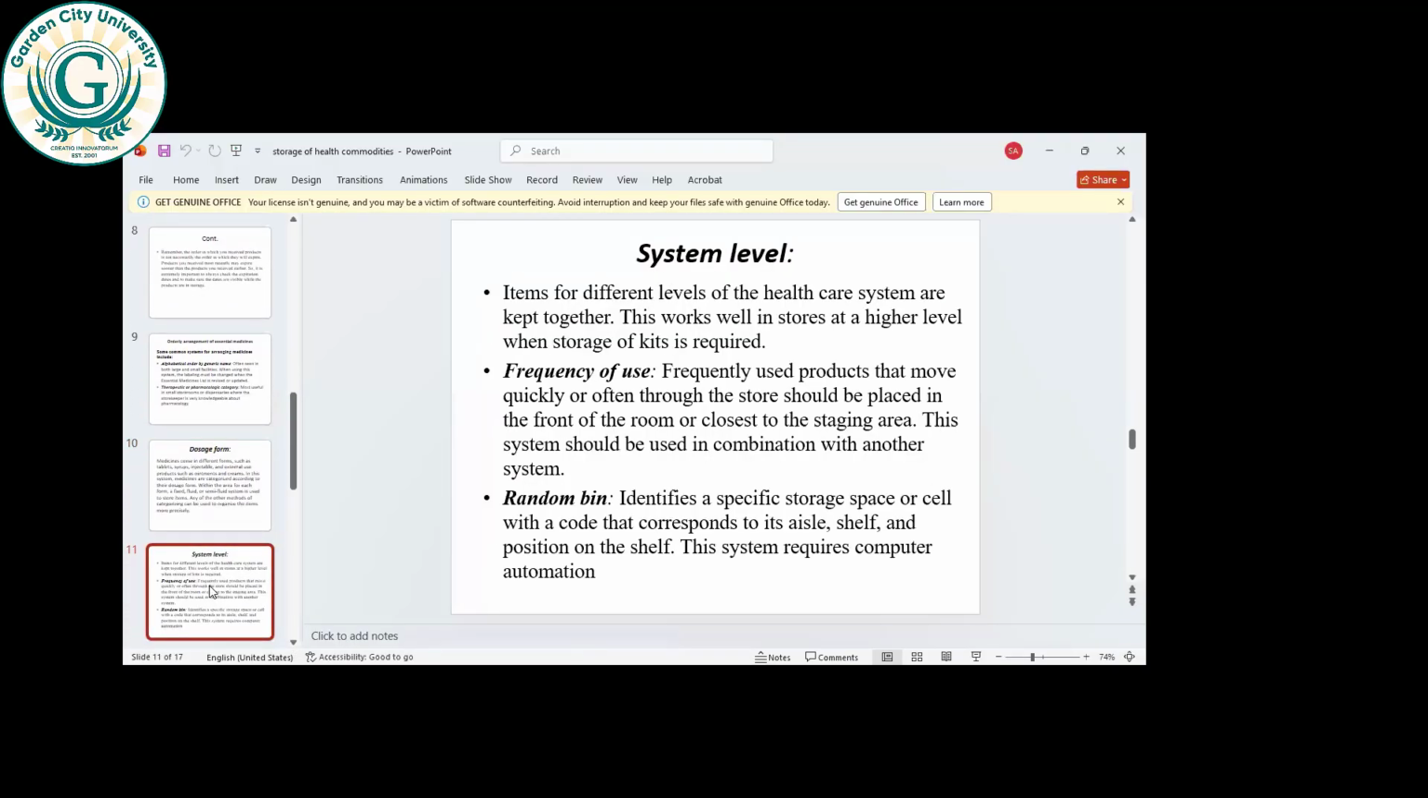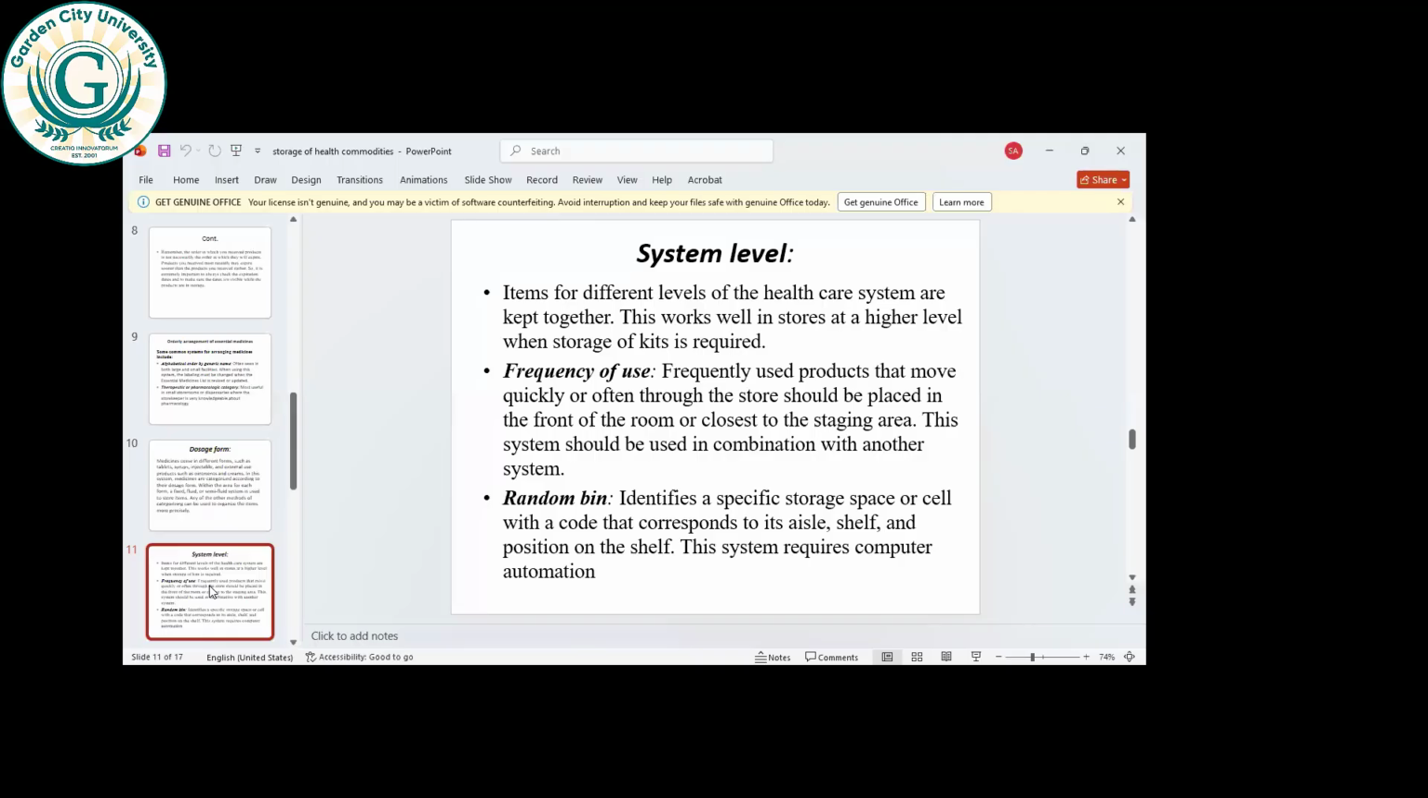And then we have the system level. What is system level? We talk of items for different levels of the healthcare system. They are kept together, sometimes in a pack. You can also talk about kits. This works well in stores at a higher level when storage of kits is required.